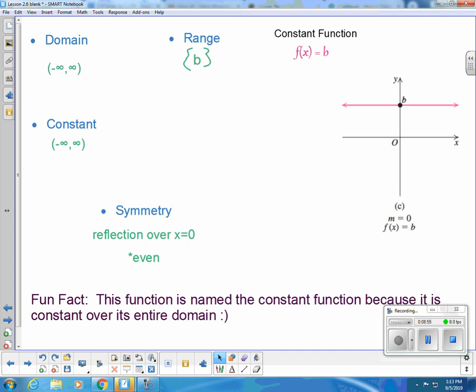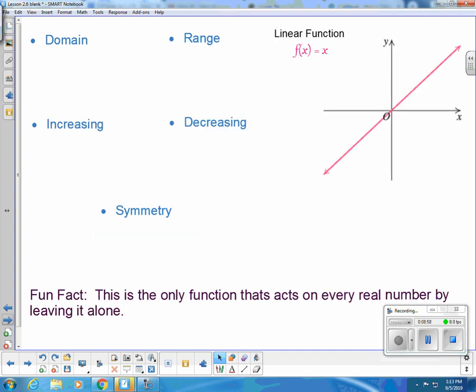All right. The next one is our linear function, y equals x. Most basic line you can have. Slope is 1. What is the domain? What is the range? Write them down. What do you think they are? Left to right, bottom to top. What do you think? If you thought all reals for both, that's right.